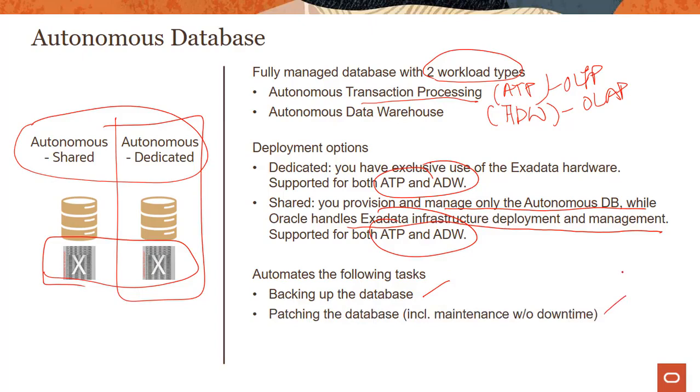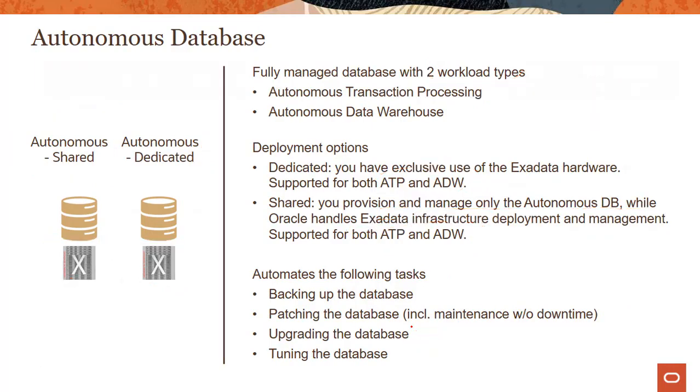Remember, we talked about self-repairing, right? We automatically protect from all types of downtime, including those that happen with patching and maintenance. Then upgrading the database, we again take care of that, so it's seamless to you. And then finally, we talked about self-driving. We tune, automatically patch, and upgrade the database without human intervention or downtime.